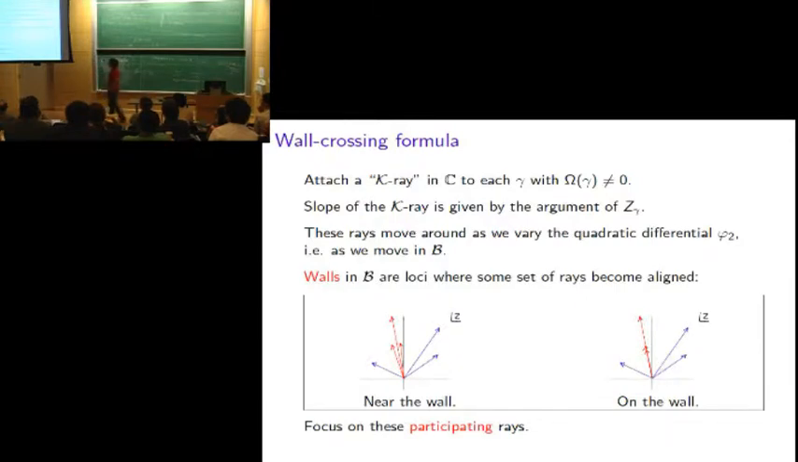And in this way of saying it, the walls are exactly the loci where some set of rays actually become aligned. So if I'm near some wall, I have a bunch of rays here corresponding to my non-zero DT invariants. And if I'm near the wall, some collection of them are very close to being lined up. So I've colored those in red here. And then as I vary parameters a little bit, those become exactly lined up, and now I'm sitting on the wall. So let's focus just on these participating rays.